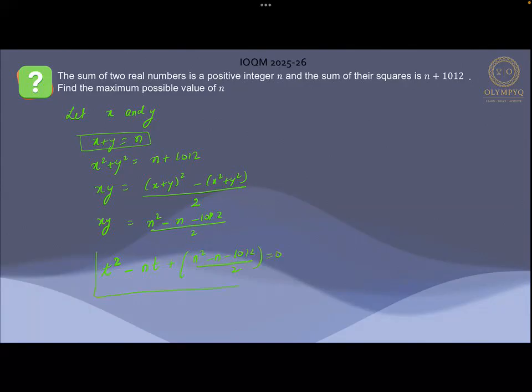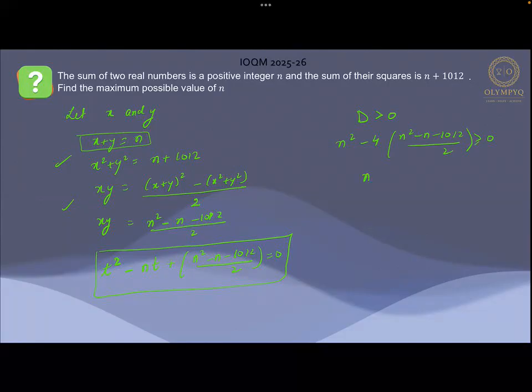Now the roots of this equation have to be real, and if the roots are real, then the discriminant D has to be greater than or equal to 0. Then we can write n square minus 4 times (n square minus n minus 1012 divided by 2) has to be greater than or equal to 0.